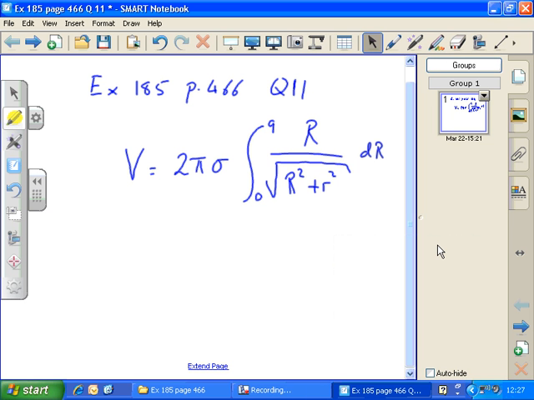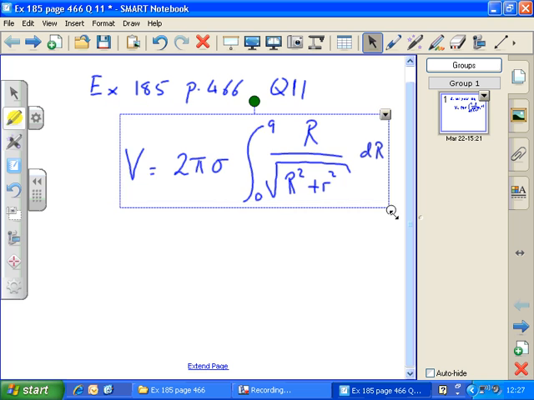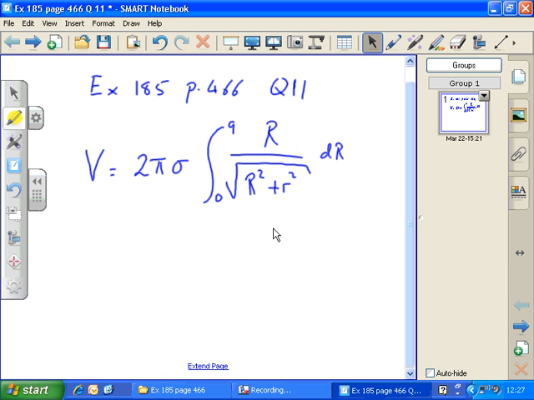Exercise 185, page 466, question number 11. This particular question, to find the electrostatic potential on the circular disc, V is given by this integral between 0 and 9. So what we need to do is to let U be something convenient and see if that can make things simpler.